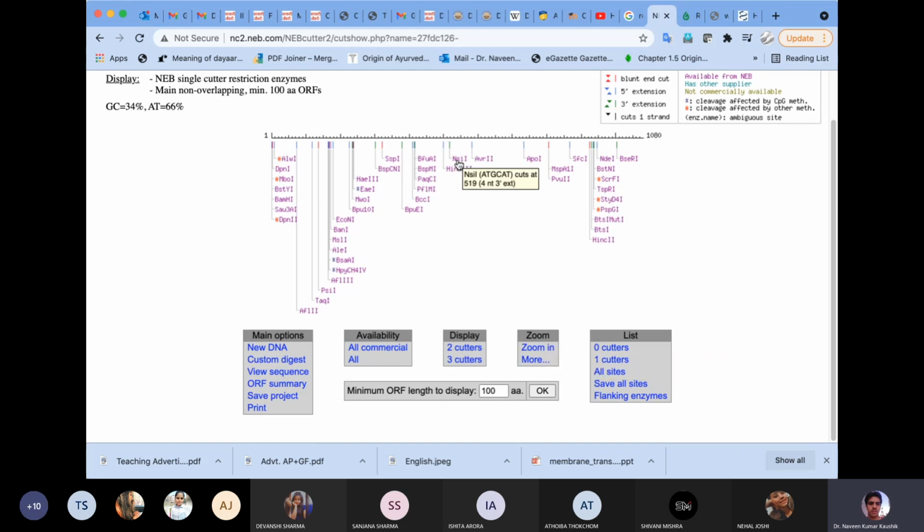Like you can see NsiI. Its recognition site is ATGCAT and it is located at position 519. So if you choose this enzyme, it is going to produce one cut, and some enzymes have more than two sites. So just check which enzymes are there.